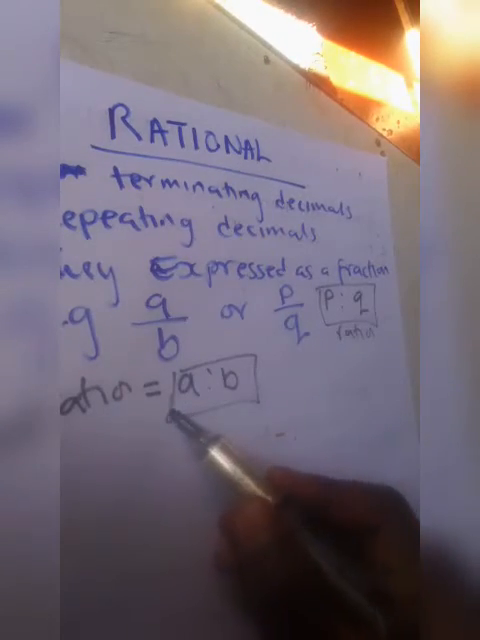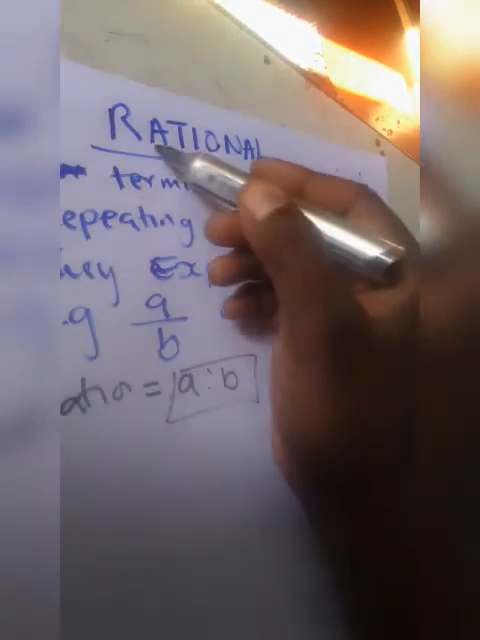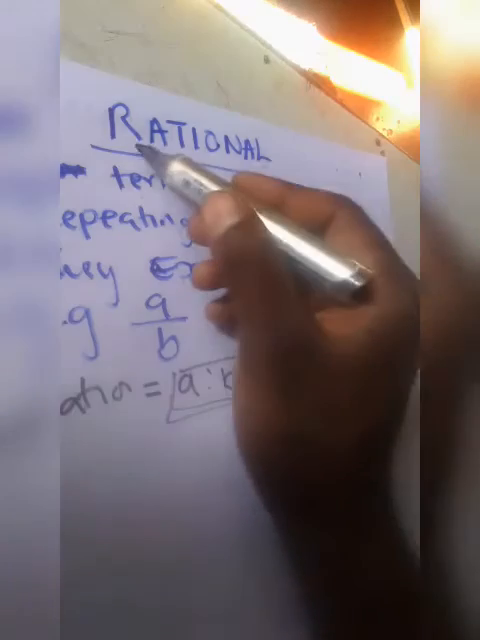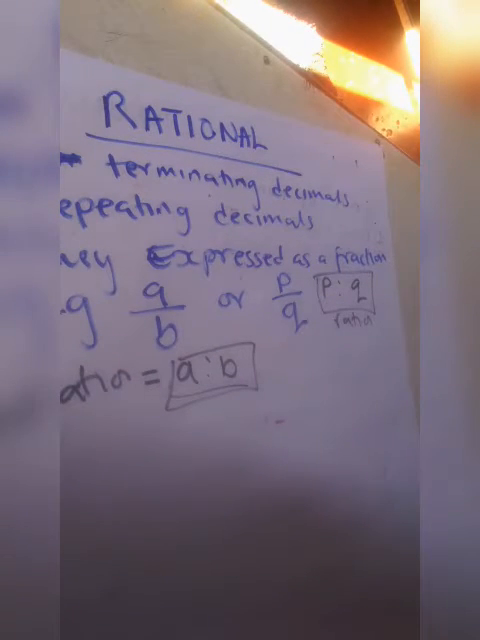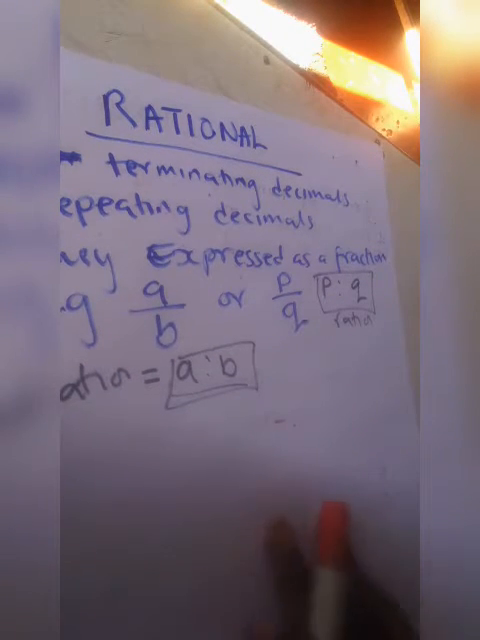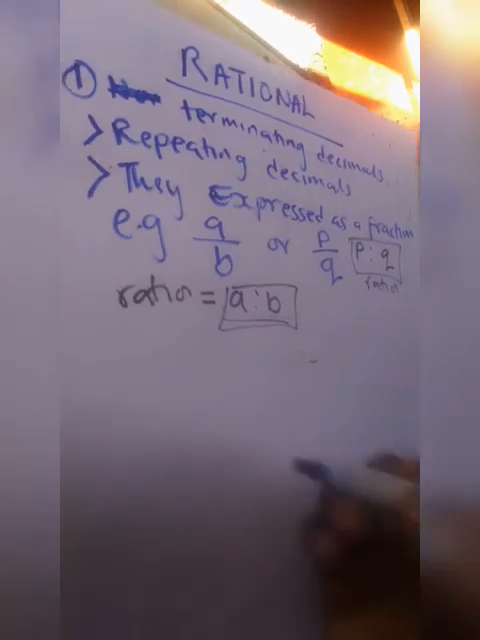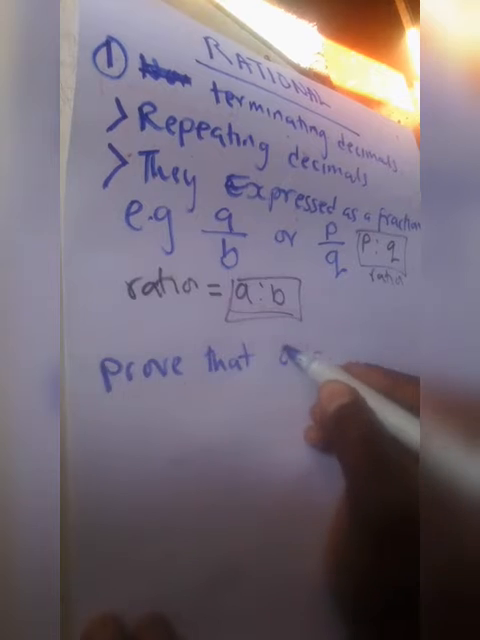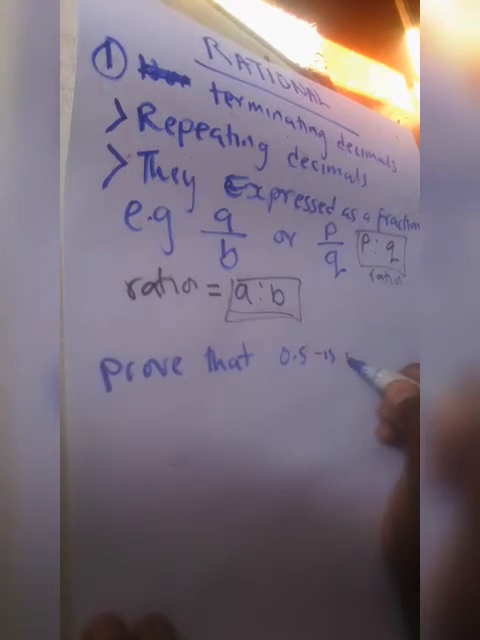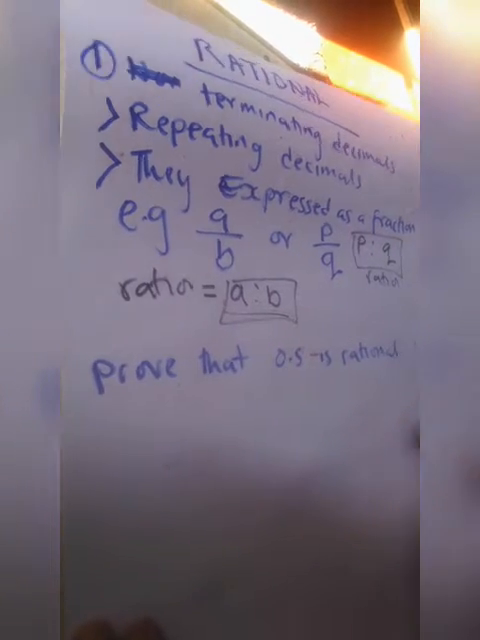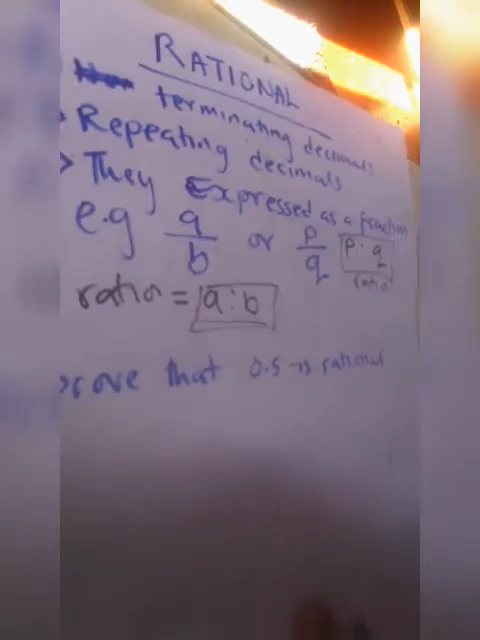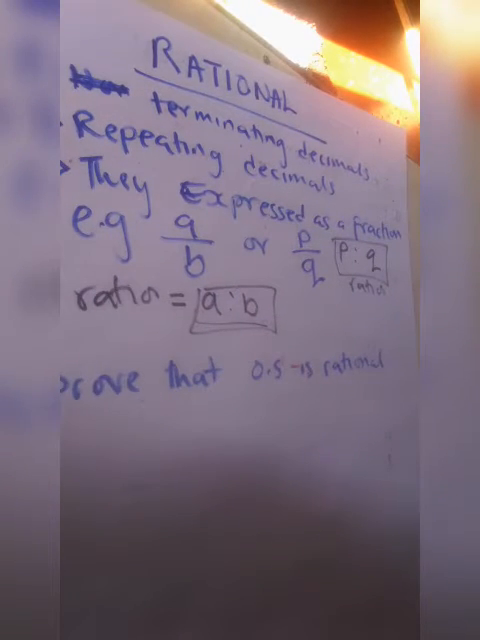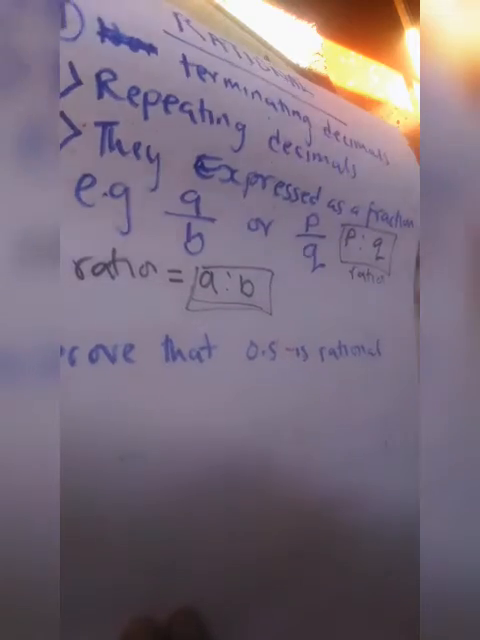When you are able to rationalize something, it means that number has got a ratio and it is rational. So this is how questions may be phrased. They can ask you to say, prove that 0.5 is rational. Prove that 0.5 is rational. How do you do it? When you see something like this, just do this.